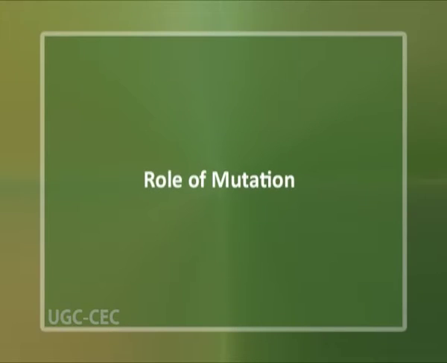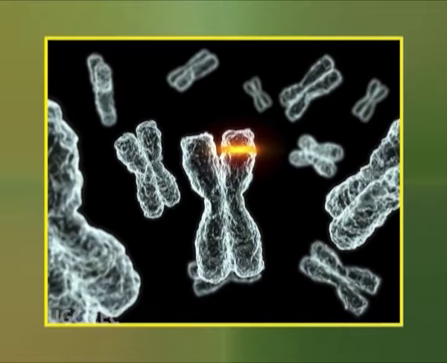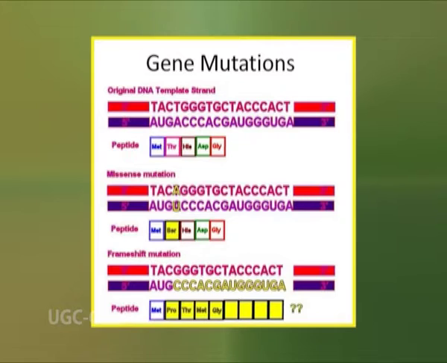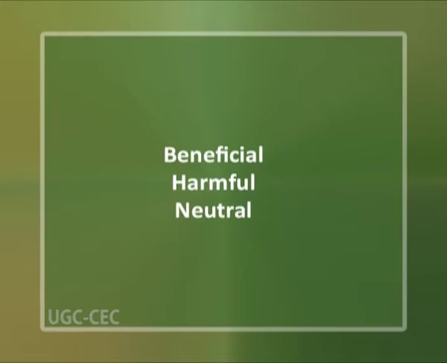Our next subtopic is the role of mutation. Mutation changes one form of a gene into another. Mutation is an evolutionary agent and mutability is a required property of the genetic material if evolution is to occur. Mutations are classified as beneficial, harmful, or neutral depending on whether they increase, decrease, or do not change the viability or fertility of their carriers.